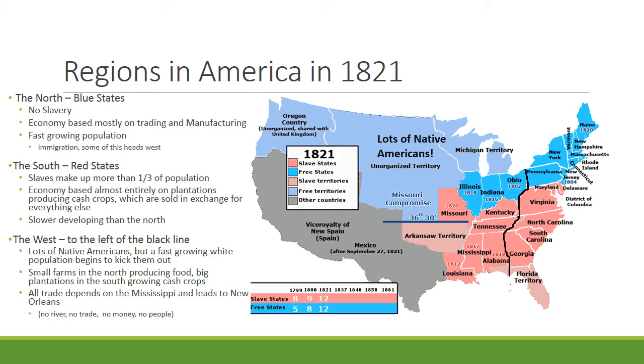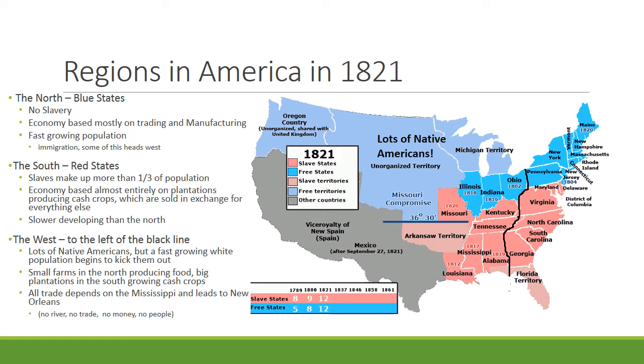And last of all, you have the West. And so the West is everything to the left of that black squiggly line that I drew on the map. And so the West is composed both of slave states in the South and non-slave states in the North. So as America expands west, there's kind of this line that divides places where there is and where there is not slavery. And so that's a big difference.